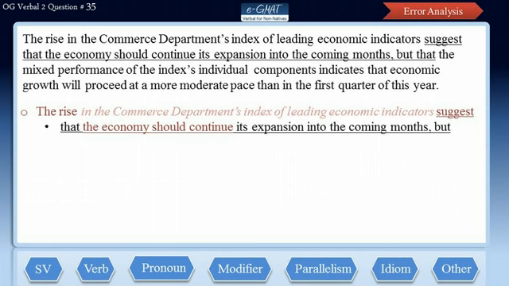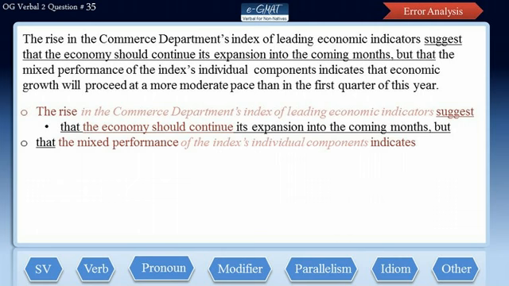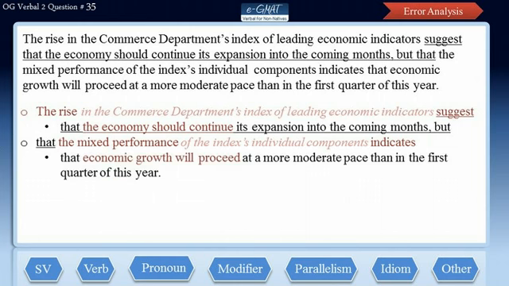After but we have that, which marks the presence of another clause, and it reads that the mixed performance of the index's individual components indicates. Now here the mixed performance of the index's individual components is the subject and indicates is the verb. Presence of that marks the presence of another clause, and it reads that economic growth will proceed at a more moderate pace than in the first quarter of this year. Here, economic growth is the subject and will proceed is the verb.